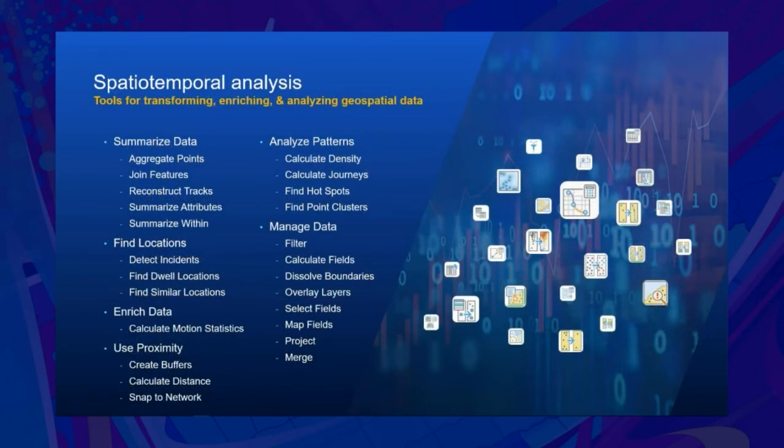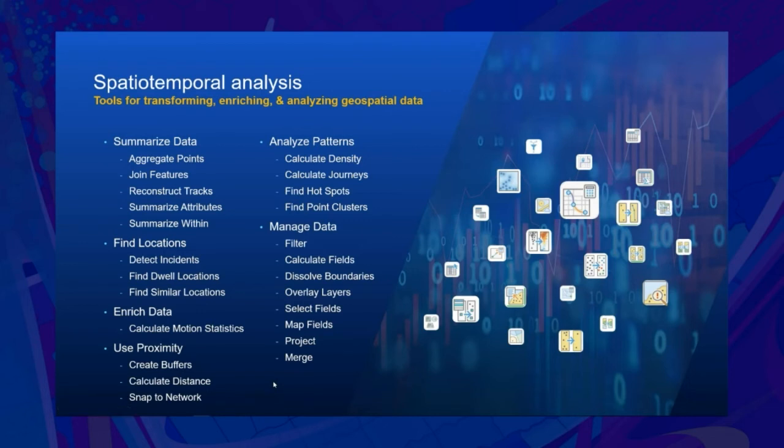There's a wide variety of spatiotemporal analysis tools included in ArcGIS Velocity. This includes tools for summarizing data, detecting different kinds of incidents and behavior, analyzing patterns, and leveraging spatial proximity. These are also largely the same tools available in GeoAnalytics Server today.